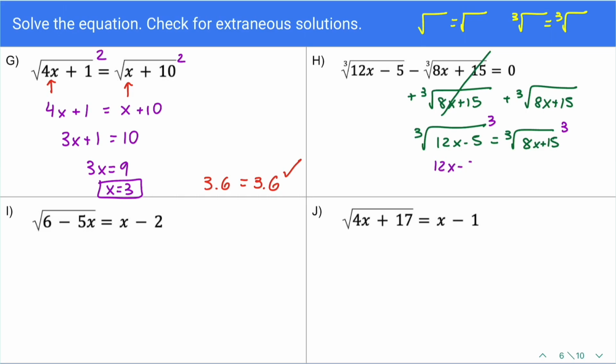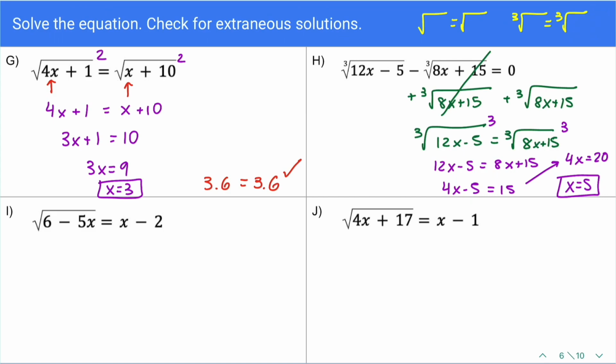So I'd end up with 12x minus 5 equals 8x plus 15. Then I can move all my variables to one side. So 4x minus 5 equals 15. I did that by subtracting 8x from both sides. I can add 5 to both sides to get that 4x equals 20 and divide both sides by 4 to get that x equals 5.